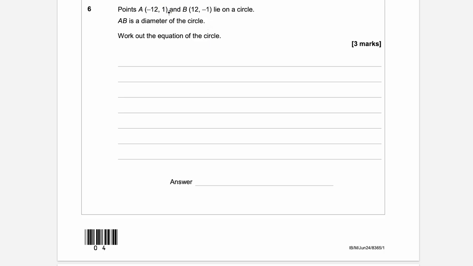Work out the equation of the circle. Okay, so if this is the diameter, the radius is half this length, and the center is the midpoint. So let's do the midpoint first. The center will be x1 plus x2 over 2. That's actually going to be 0. And this is also going to be 0, guys. This is 1 plus minus 1 over 2, which is equal to 0. So the center of this circle is 0, 0.